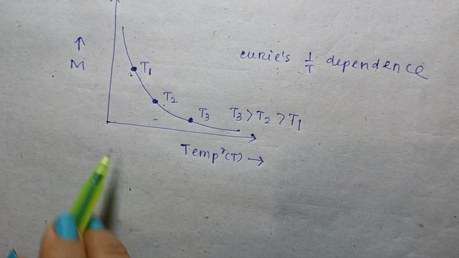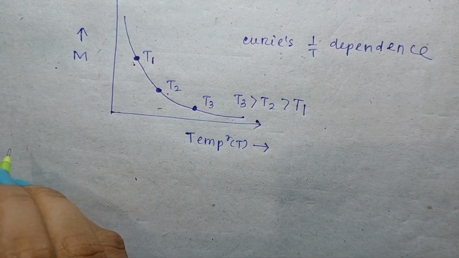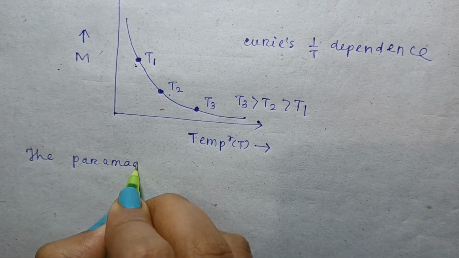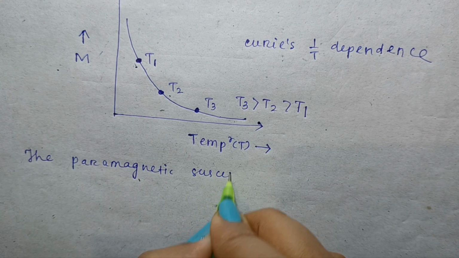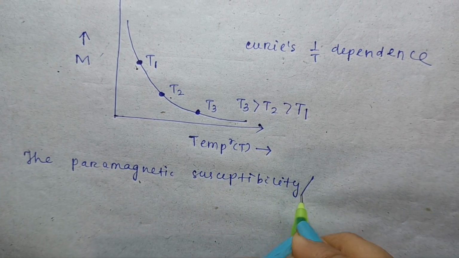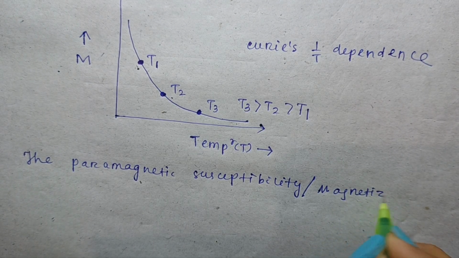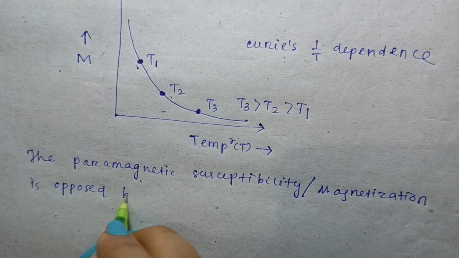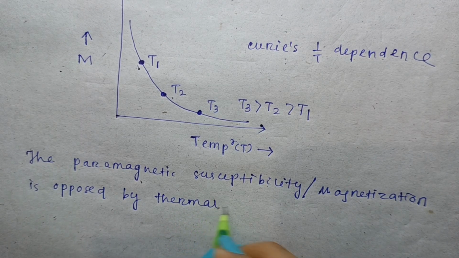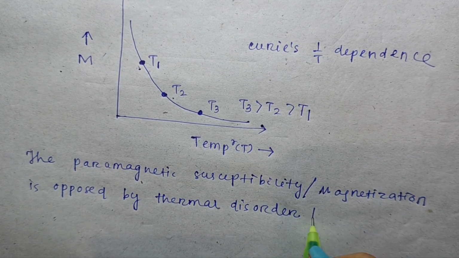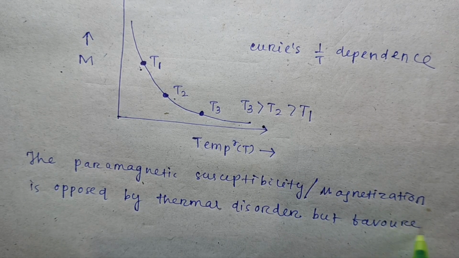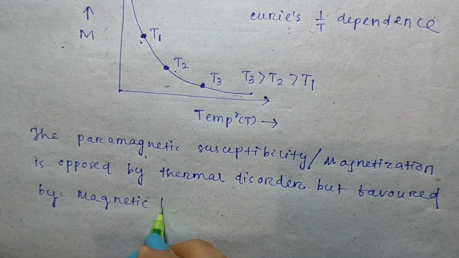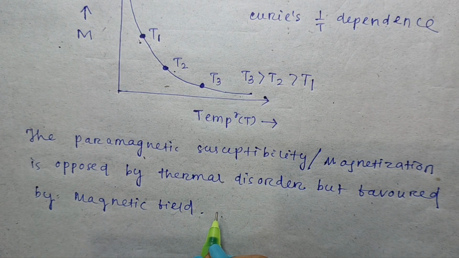So you can also say the paramagnetic susceptibility, or you can say magnetization, is opposed by thermal disorder but favored by magnetic field. Okay, fine.